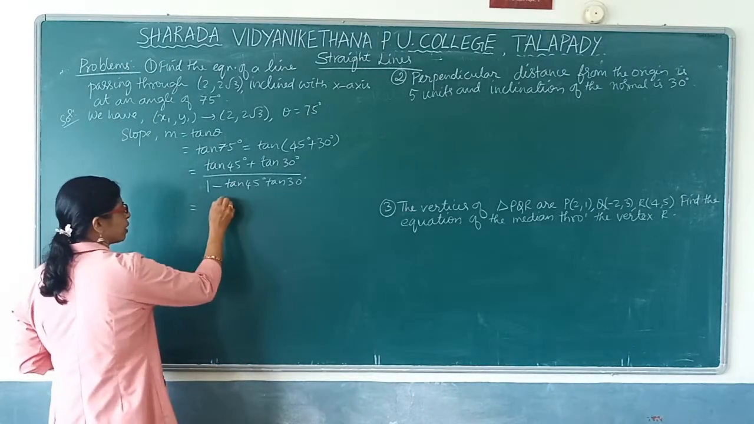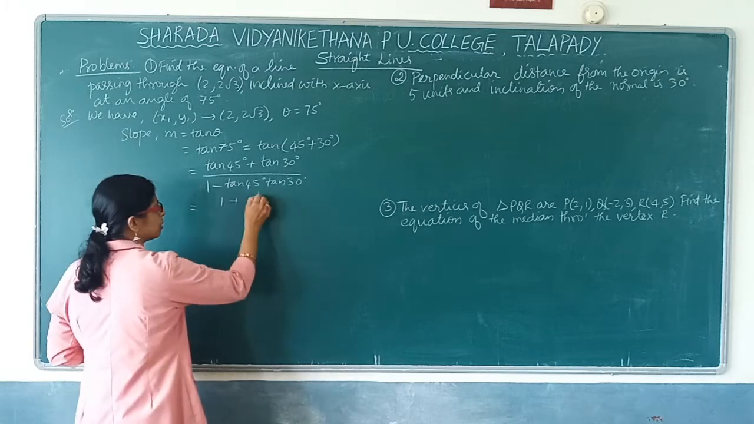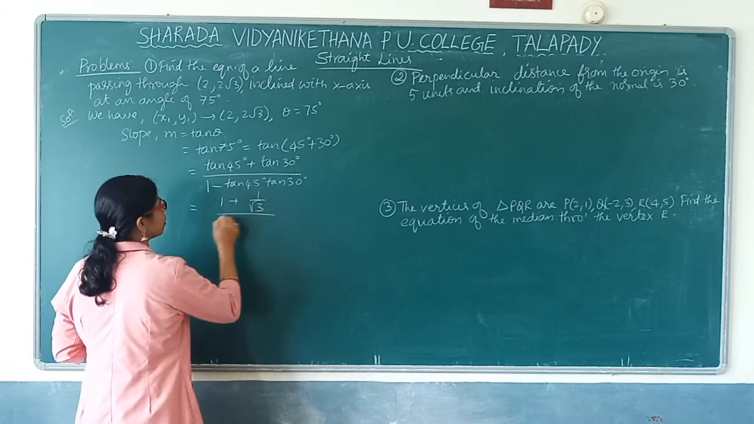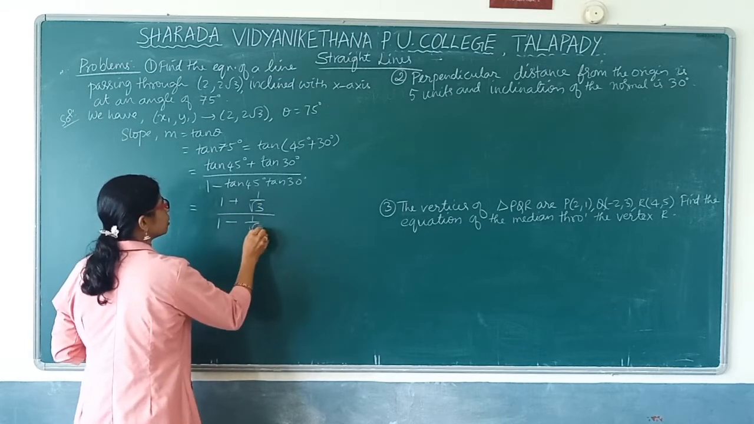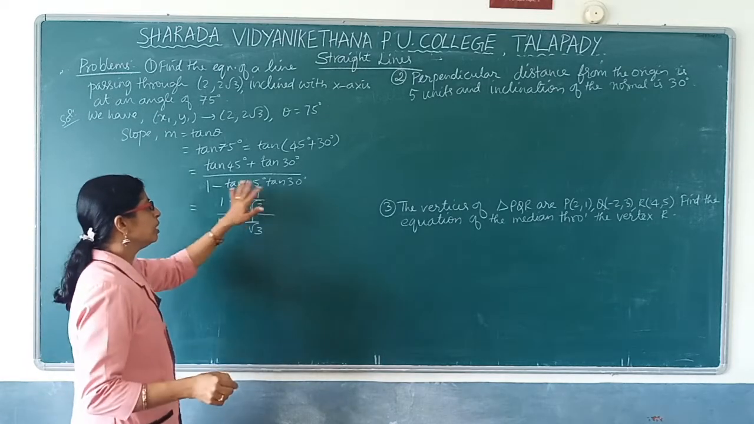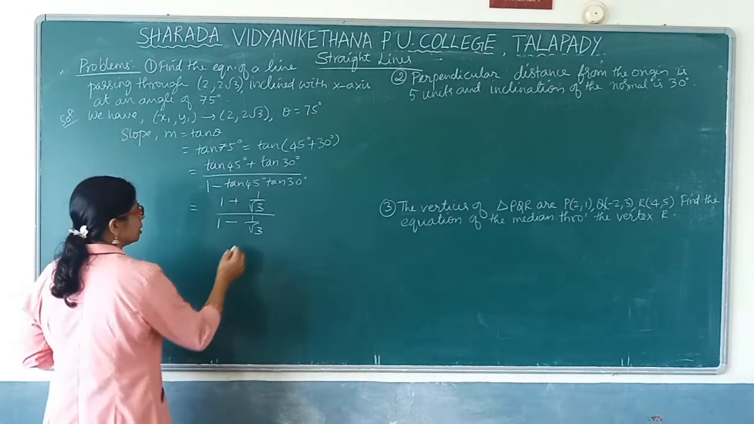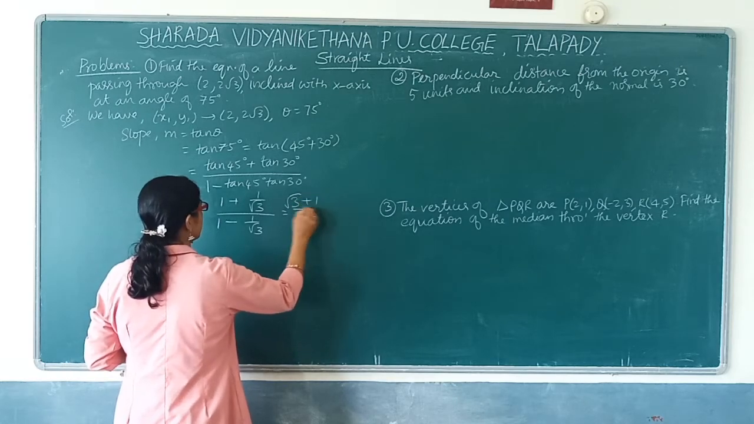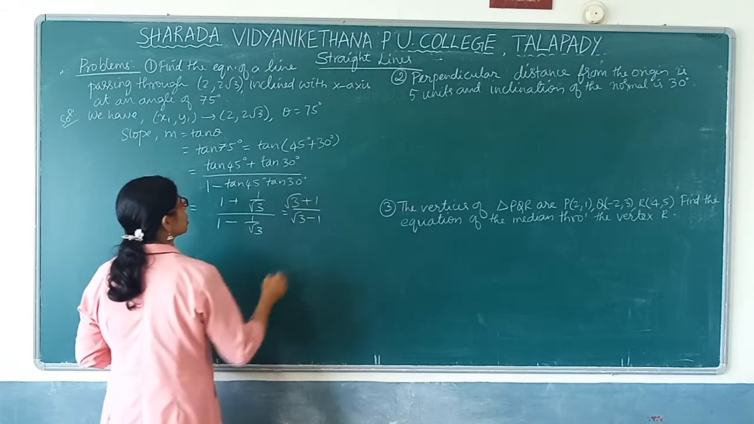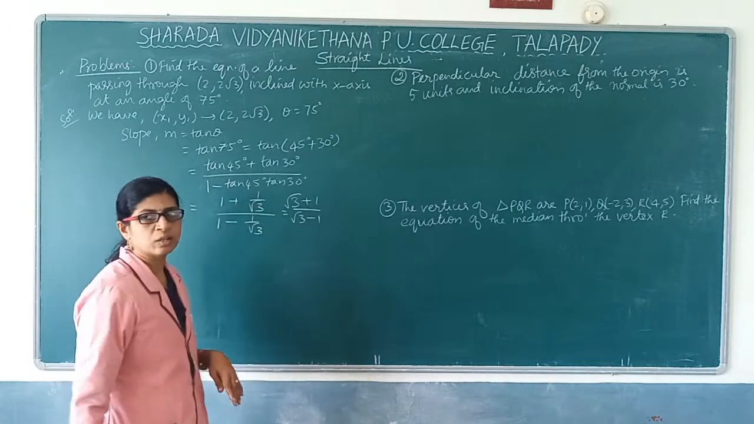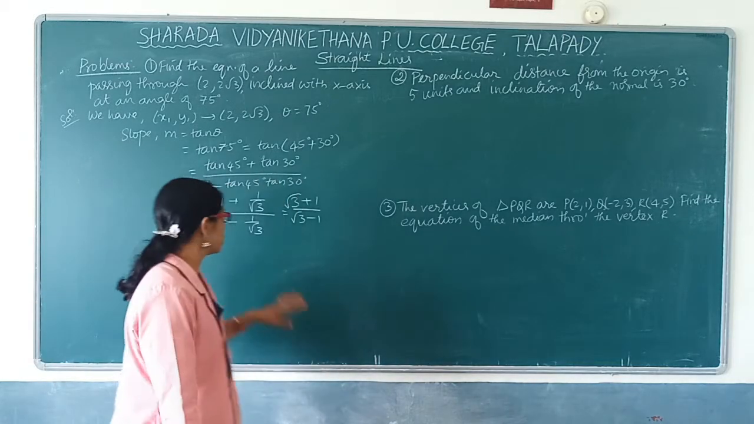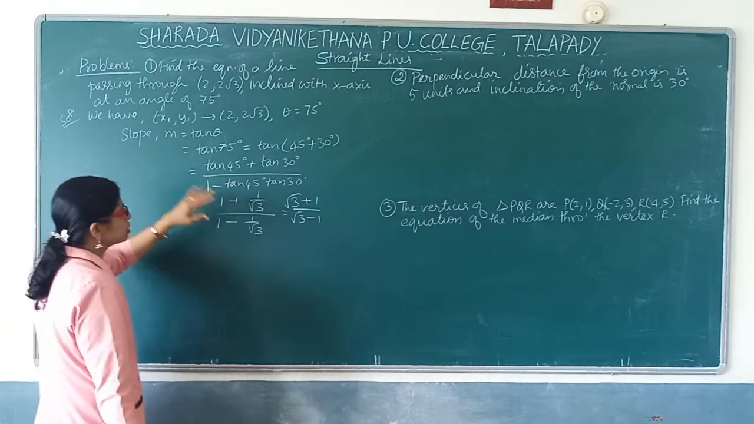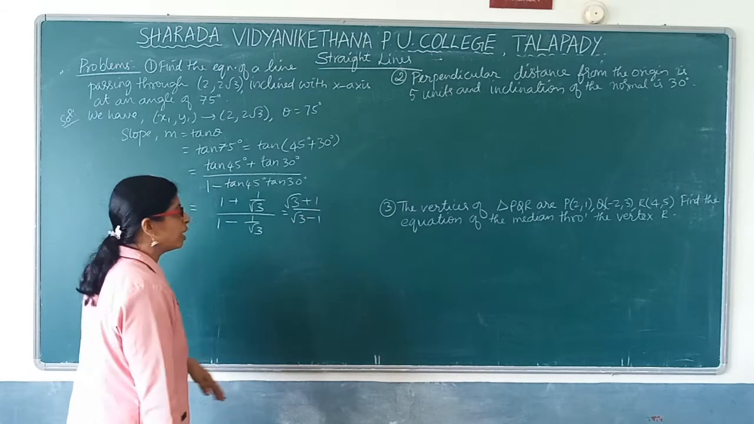What is tan 45? It is 1. What is tan 30? 1 by root 3. Then 1 minus 1 into 1 by root 3. Take LCM. What do we get? Root 3 plus 1 by root 3 minus 1. In the denominator, both root 3s get cancelled. So what is the value of tan 75 degrees? Root 3 plus 1 by root 3 minus 1.